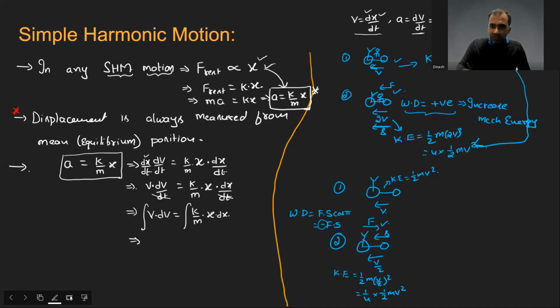Instead of x dx, we are seeing v dv. Just a change of variable. Instead of x, we have v. So the integration of v dv is v square by 2, which is equal to k by m into the integration of x dx, which is x square by 2, plus a constant on both sides. Together, I'll write one constant here. Is it okay? Understood till this point? Yes, sir.